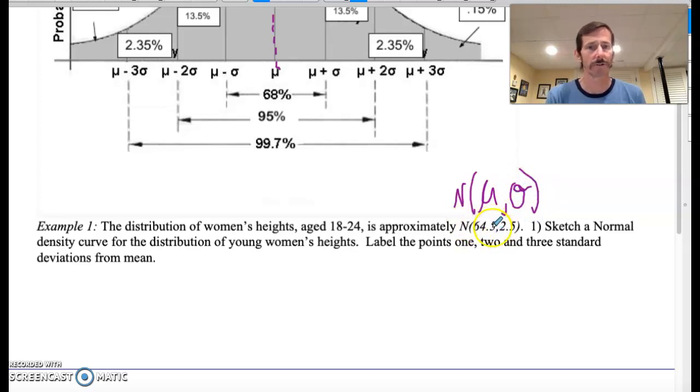That's just general notation for normal distribution. I've seen in Cognitive for IB that sometimes this second number is actually the variance. And so I'll be very specific in telling you what this is at this point. But for us, this is going to be the standard deviation.